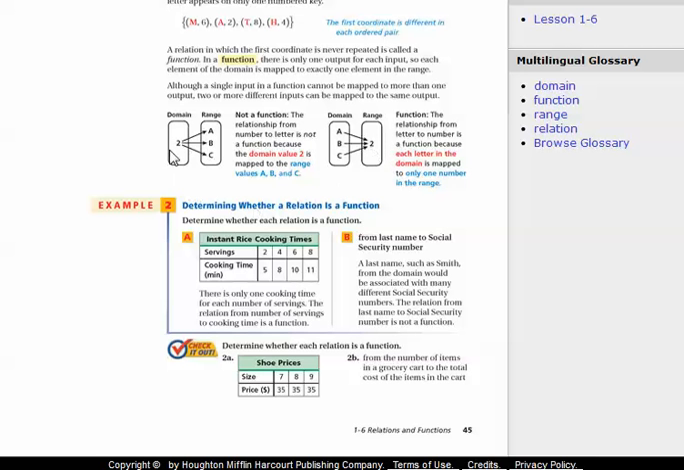Over here in this example, I have a number 2, and that's going to 3 different things in the range. This is not a function. You can take a look at some of these examples here and how they figure out what is a function and what is not a function.